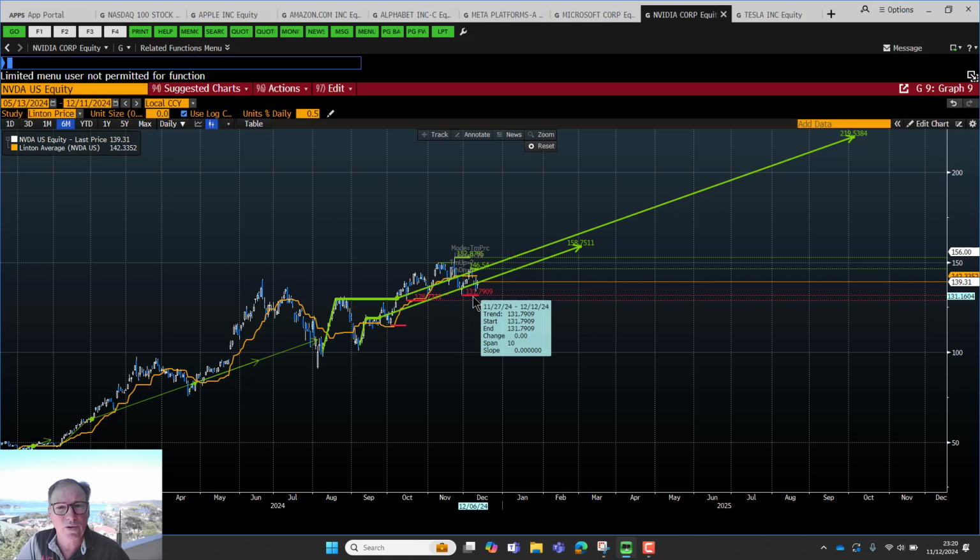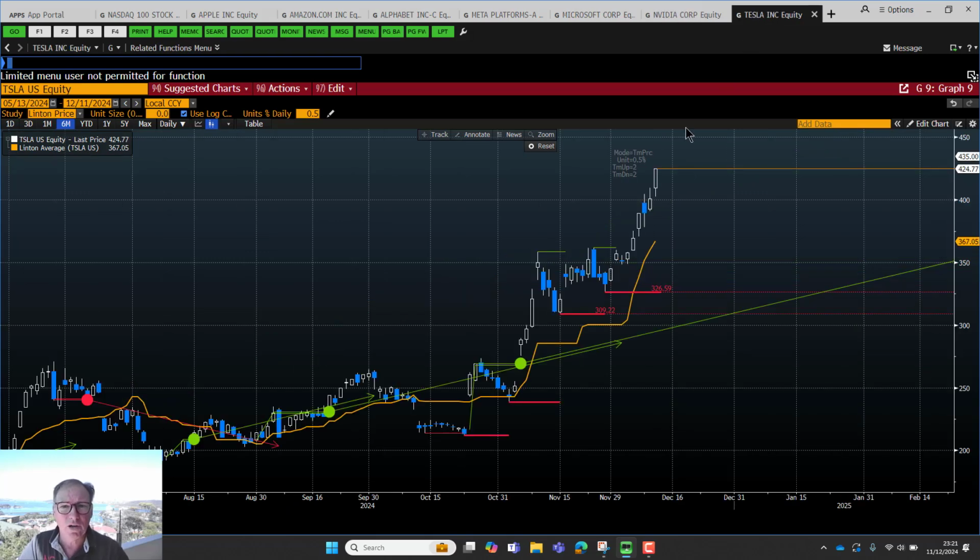We've got a support level there. That's the one to watch around 130. So keep an eye on that as well. And last of all, we look at Tesla. And Tesla has been running well ahead of its targets. And in fact, the targets have been met.